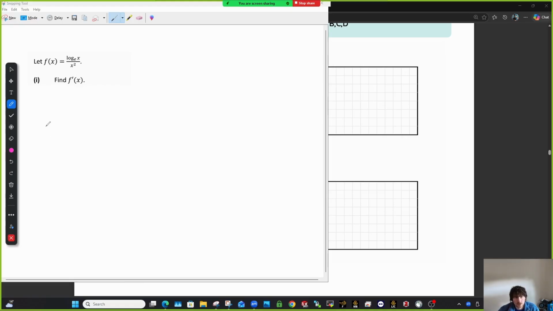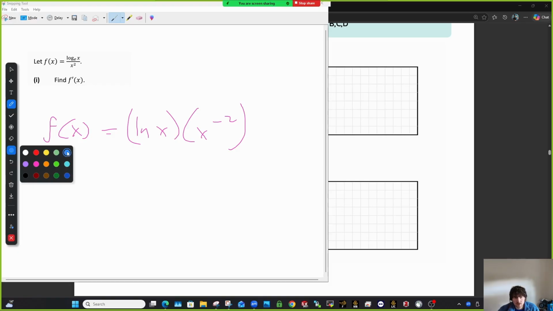Or you could use the new snazzy way I'm showing you of bringing the thing on the bottom up. If that's x squared on the bottom, it'll be x to the minus 2 when it comes up. And like always using the product rule, not needing to use the quotient rule. Okay, so we'll call this u, we'll call this v. u equals ln x, v equals x to the minus 2.